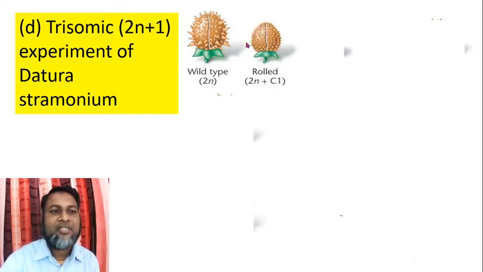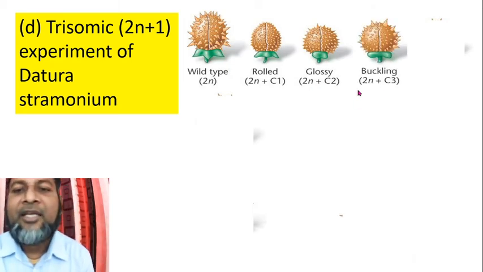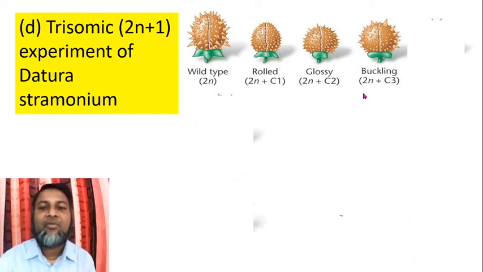Rolled. This is rolled fruit. It is created when the zygote has 2n plus chromosome 1. C1 means chromosome 1, first chromosome. If the first chromosome is more than 2, this creates rolled fruits. Glossy is created when the zygote has 2n plus chromosome 2. Buckling fruits are created when the zygote has 2n plus chromosome 3.